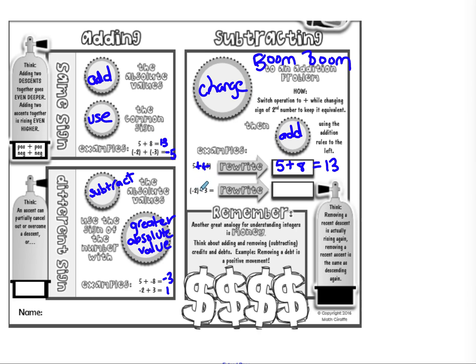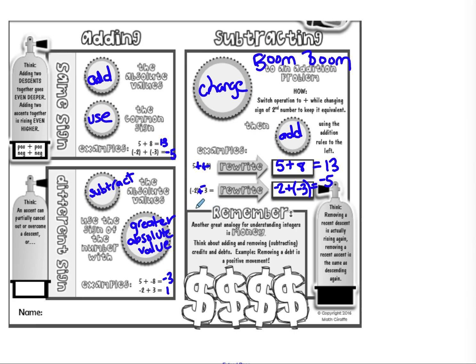Negative 2 minus 3, we do boom, change to addition, boom, change the sign. That now becomes a negative 2 plus a negative 3, and that becomes a negative 5. The subtraction problems turn into these addition problems that we saw in our first little box. Okay, and then here it says, remember, another great analogy for understanding integers is money. Think about adding and removing, so that'd be subtracting, credits and debts. Example, removing a debt, so subtracting a negative, removing the amount that you owe is a positive movement. That's a good thing, so take away a debt.